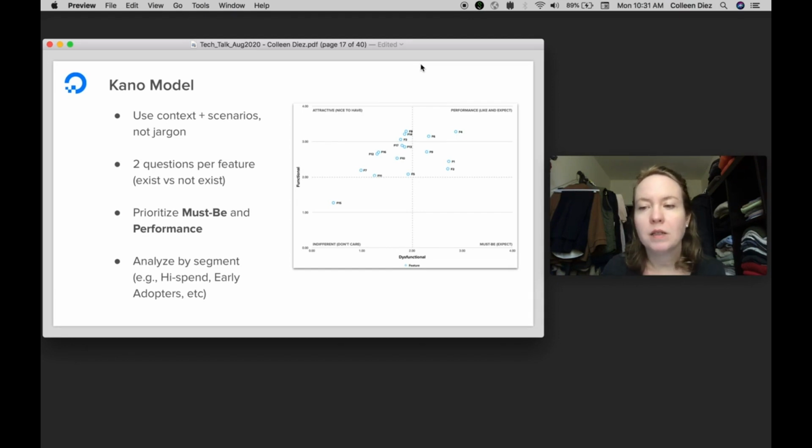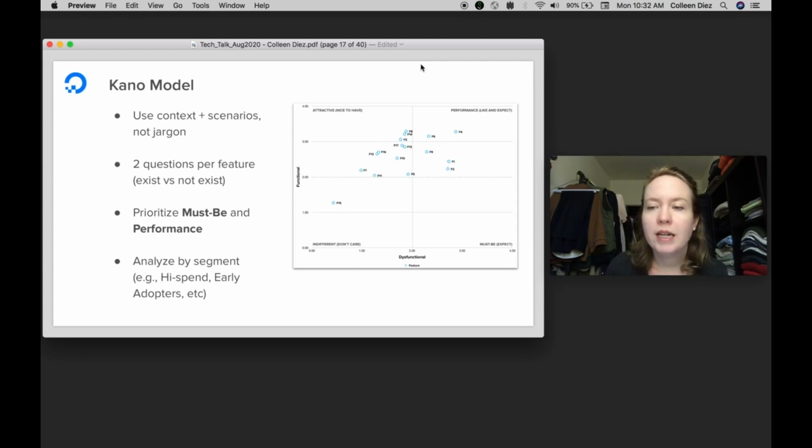And the scale is a 5-point scale, in terms of people liking things, expecting things, being indifferent or not caring, all the way to being dissatisfied if the feature existed. What you want to do is prioritize those features that are rated as must-be or must-have, as well as performance. And when I say performance, what we mean is a feature that your customers both expect in terms of functionality, but they also like it. So it can also provide satisfaction and delight.